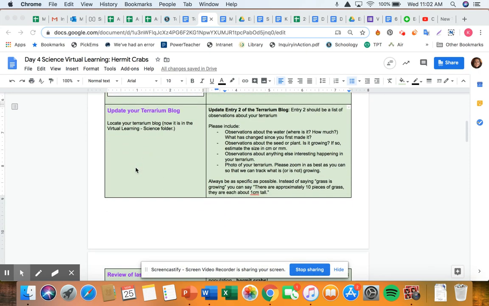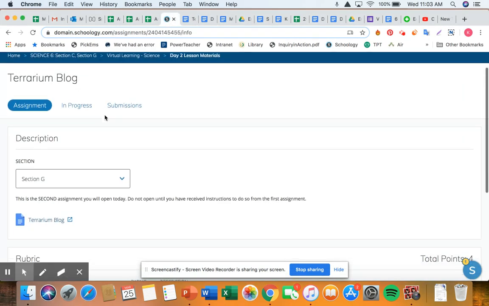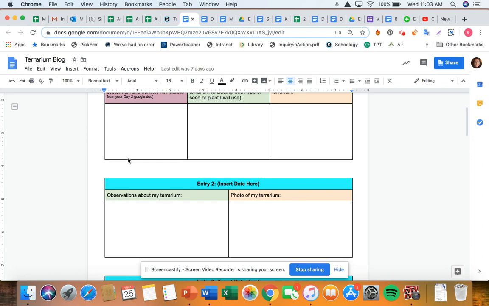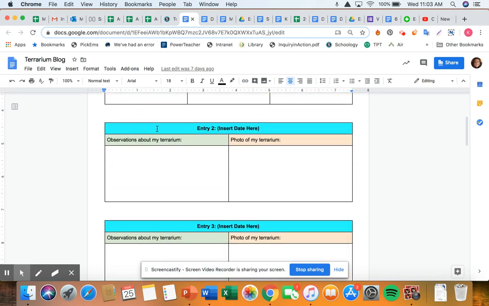Okay, so the first task for today is to update your terrarium blog. They've been growing now for a couple of days. I want you to grab your terrarium, and then you're going to open up the terrarium blog from Schoology. So go back over to Schoology, find your blog, and it should look like this. You've already done entry 1. Today we are on entry 2.